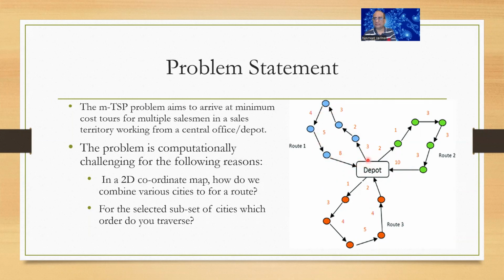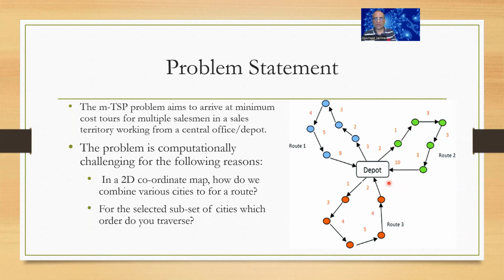So for example, you can see here that salesman 1 has been assigned these blue nodes as the set of cities among all the cities, and similarly salesman 2 has been assigned these green nodes, and salesman 3 has been assigned these red nodes. So there are 2 problems that need to be solved. First is the assignment of the cities to the salesman, and then coming up with the correct traversal order.